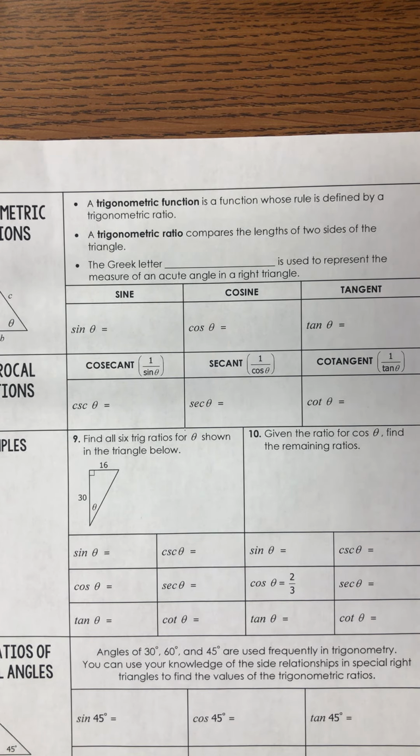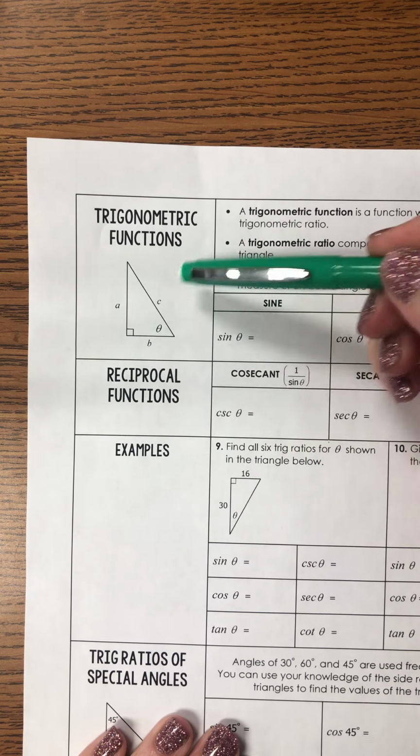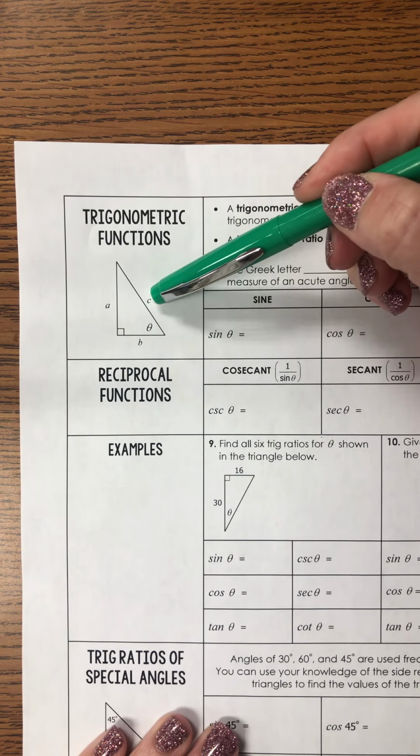So let's look at our trig functions. We're going to look at sine, cosine, tangent, and the reciprocal functions for each one. Now the first thing that we need to look at is our little generic triangle that we have drawn on our worksheet. We have leg A, leg B, and then we have the hypotenuse, which is C.